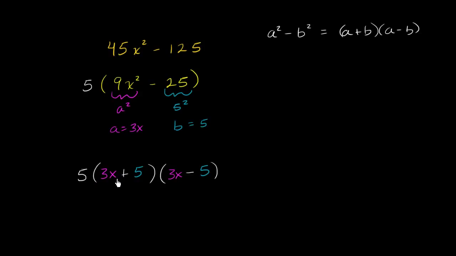And we're done. 5 times 3x plus 5 times 3x minus 5 is 45x squared minus 125 factored out.